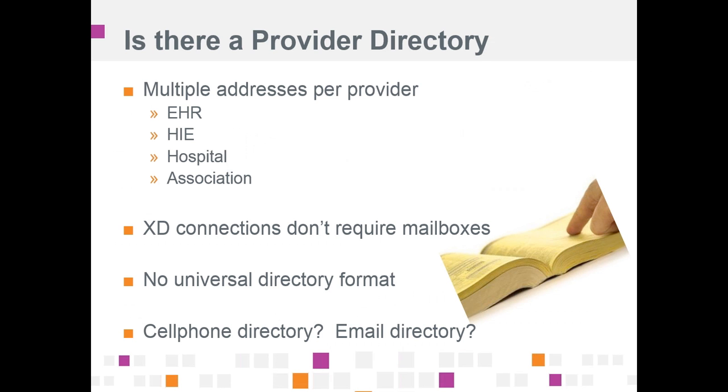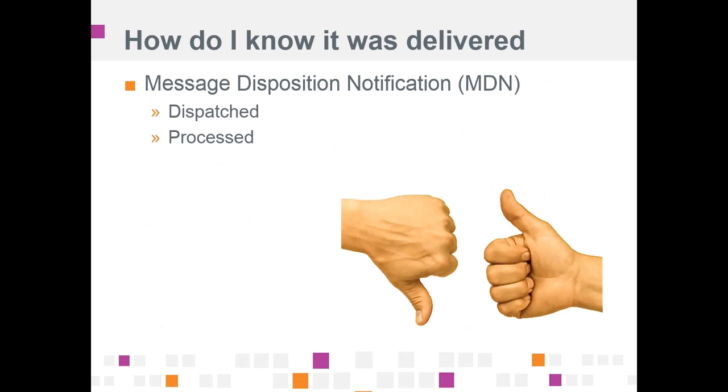Now, hospital administrators and practice administrators always ask me, how do I know if the message that we got was delivered? And that's important to know. I want to know that it was delivered. The Direct protocol actually has a component called the message disposition notification. The MDN lets us know if the message was dispatched. That means it's on its way. And if it was processed, which means the HISP has moved it on towards the recipient. So we meet that need.